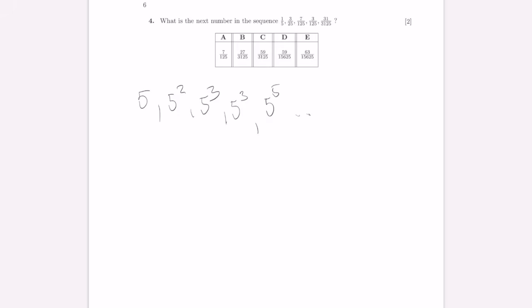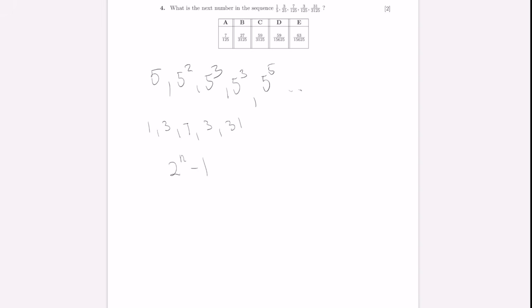Well, if you think about the numerator, that goes 1, 3, 7, 3, but then it just kind of jumps into 31. So the numerator in the sequence is actually given by 2 to the power of n minus 1, but then we're going to need to divide it by some function of n. So if we were to actually divide this by 5 to the power of n, this will work.